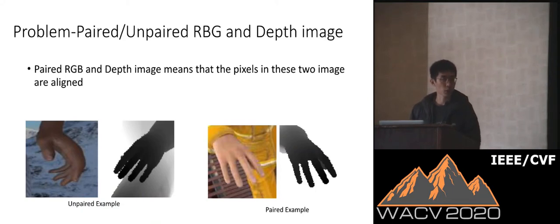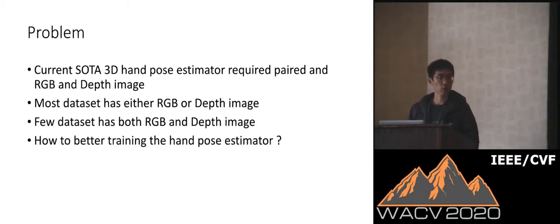First I want to introduce what paired and unpaired RGB and depth images are. Paired RGB and depth images means the pixels of the depth map and the RGB image have a correspondence. But current state-of-the-art 3D hand pose estimators require paired RGB and depth images to train, but most of the datasets have either RGB or depth images. Only a few datasets have both.